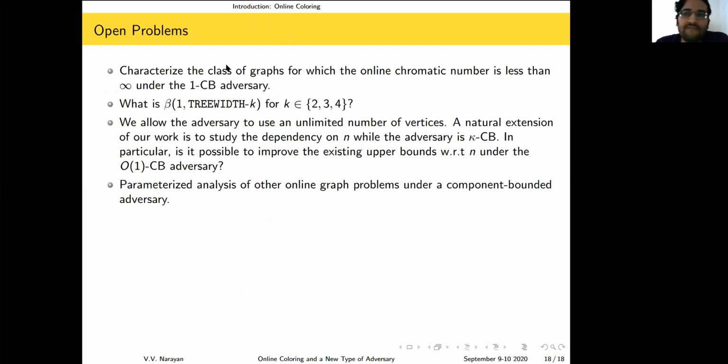We have more open problems. The big overarching open problem is to characterize the class of graphs for which the online chromatic number is less than infinity under the 1CB adversary. We know that bipartite graphs are contained within this class, but 3-colorable graphs are not. And then what is beta_1 treewidth k for k in 2, 3, 4? And also we allow the adversary to use unlimited vertices. So if we reintroduce the parameter n, what can we get? That's another natural problem. And of course, we can also apply this kappa-component bounded adversary to other online graph problems. That's the end of my talk.